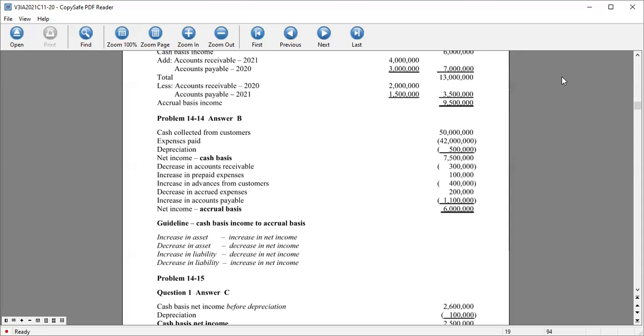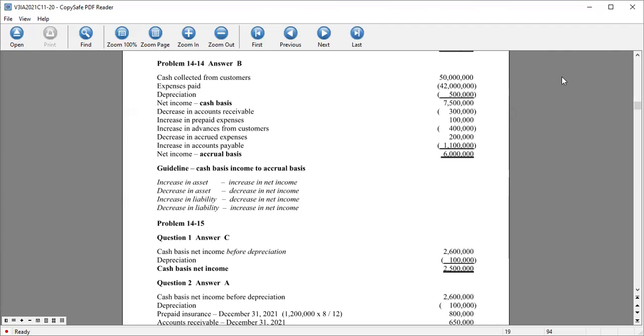Increase in asset, increase in net income. Decrease in asset, decrease in net income. Increase in liability, decrease in net income, and decrease in liability, increase in net income. So in the problems that we solve, if you have receivable, ending is added, beginning is deducted. So if there's an increase, normally, you use the sign of the bigger figure. Now we have 14, the answer is B.